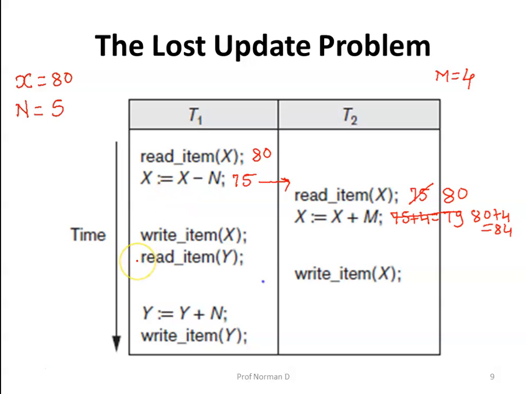So this problem is called the lost update problem. Now why is this called the lost update problem? Because after this operation, there is no update done. If this instruction, that is write, was placed here, and after this instruction we did the read operation, then T2 would have read the correct value of X, that is 75 and not 80. So this problem is called the lost update problem.